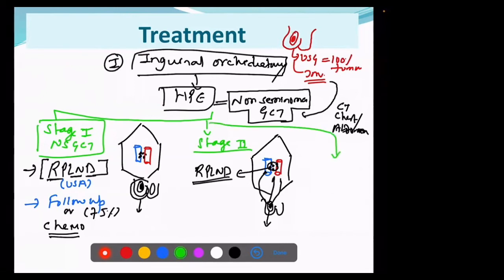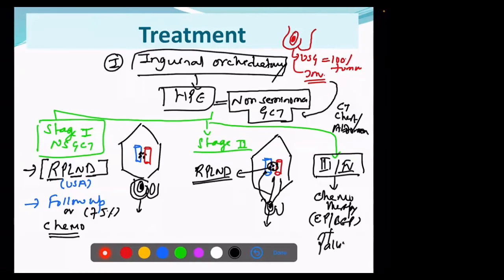Stage 3, 4, same as seminoma. You have to give systemic chemotherapy with BEP or EP, and you have to add palliative care if required. So this is the guideline for management of non-seminomatous germ cell tumor. This is a summarized version. The detail is too much for you, so I have just summarized from the European guideline so that at least you can understand the process.